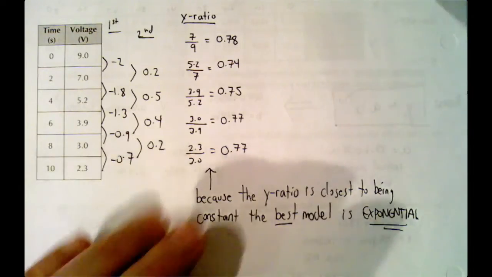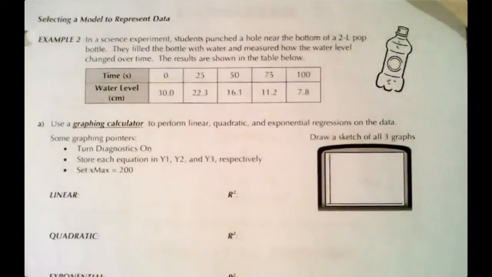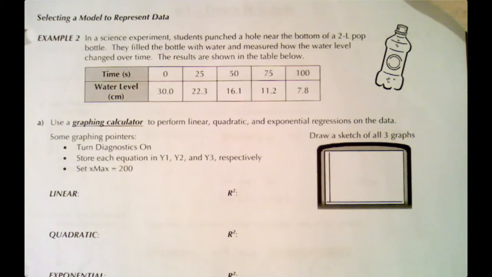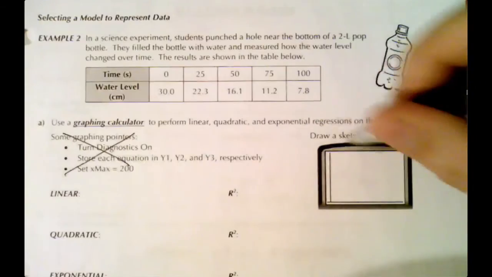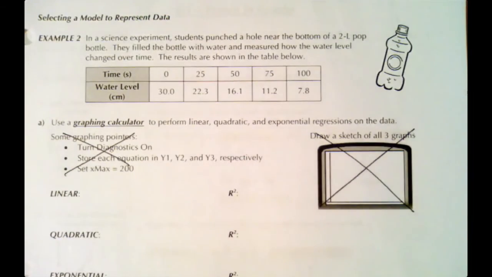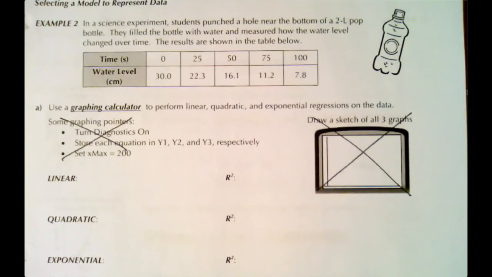All right, let's flip it over. Now we're going to use Desmos to decide. So we can ignore a couple instructions on this page because we are using Desmos. So we don't need the graphing pointers and we don't really need to draw a sketch. We're just going to compare the linear, quadratic, and exponential models.